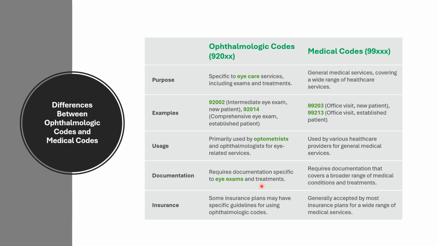9.2 codes are used by optometrists and ophthalmologists, primarily for eye exams, and some insurance plans may have specific guidelines. So in general, if a patient is coming in for an eye exam, in our practice we are using 9.2 codes. Medical codes or 9.9 codes cover a wide range of services. They're not just used by eye care providers. Two examples would be 99203, office visit new patient, or 99213, office visit established patient, and again used by various healthcare providers, generally accepted by most medical insurance plans.